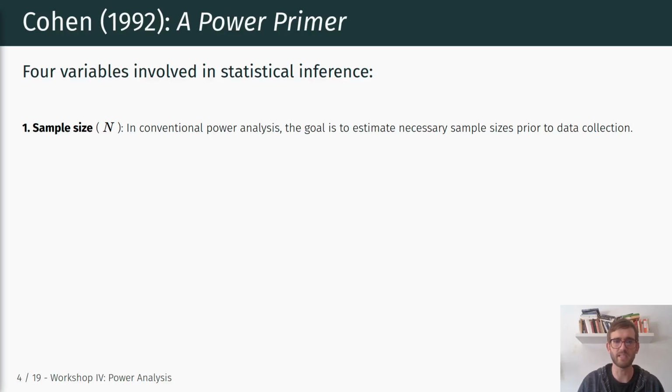The first one is the sample size, which you usually denote as capital N. And in conventional power analysis, the goal is usually to estimate the necessary sample size that we need in order to be able to detect our effects with sufficient power prior to data collection, right? So usually we would want to, before we start collecting our data, conduct a power analysis, and the goal of the power analysis is to provide an estimate of how many respondents, how large of a sample do we need to collect in order to actually provide reliable estimates for our quantities of interest. Okay.